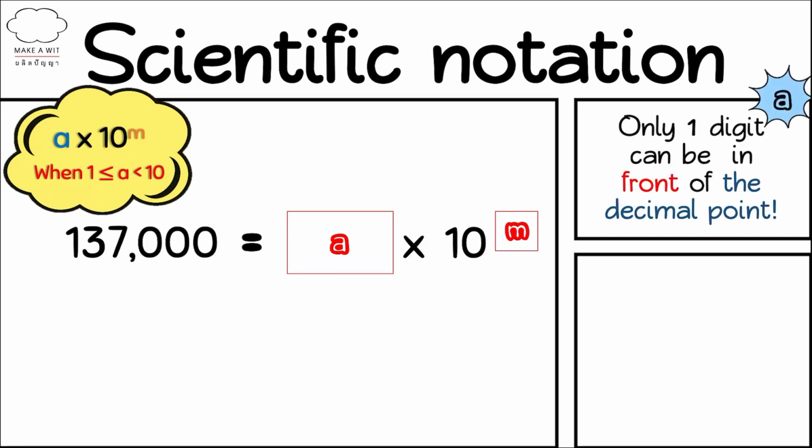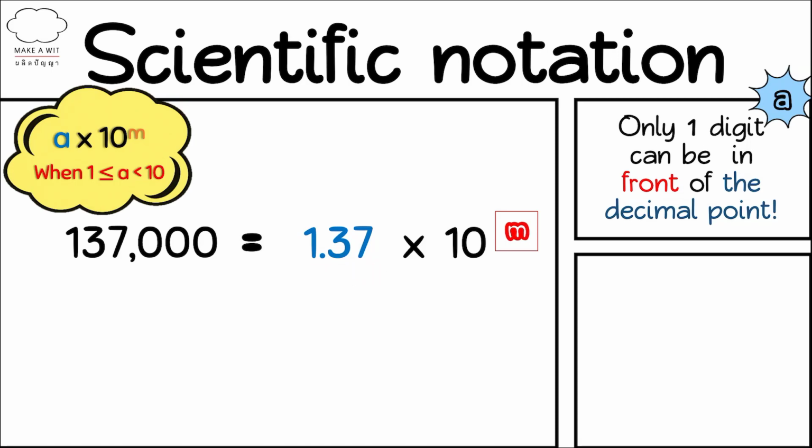Now, only 1 digit can be in front of the decimal point. So just put the first digit and then put the point after. And the rest, if it's 0, then you cut it off. So it will be 1.37. Very good. So just keep the first digit and then put the point behind it. And then after that, if it's 0, then you cut it. But until 7 first, okay? You need to keep the decimal point too.